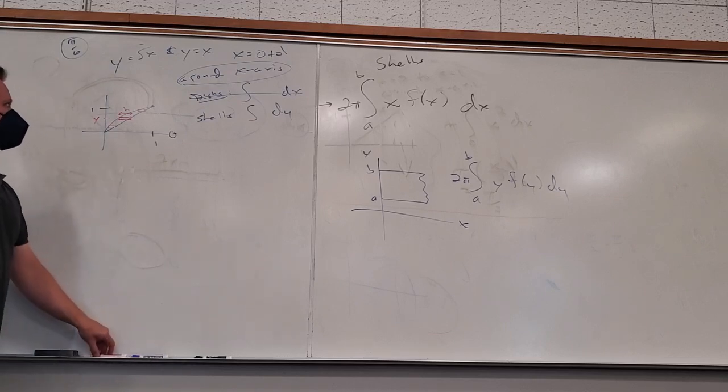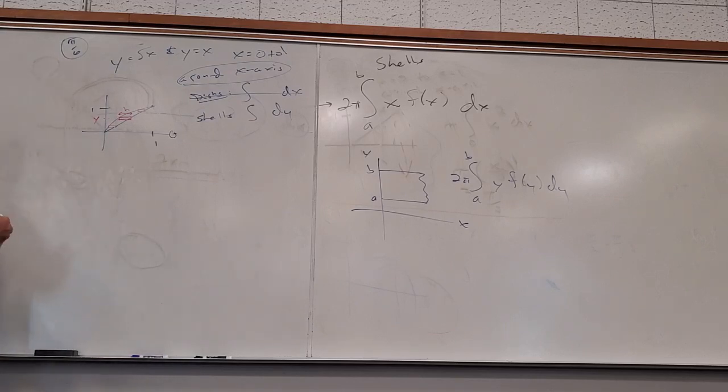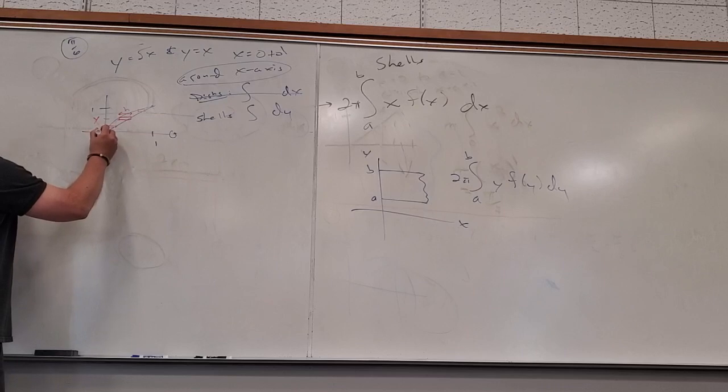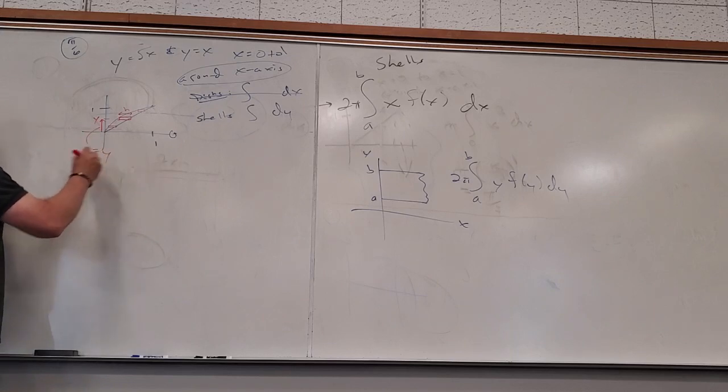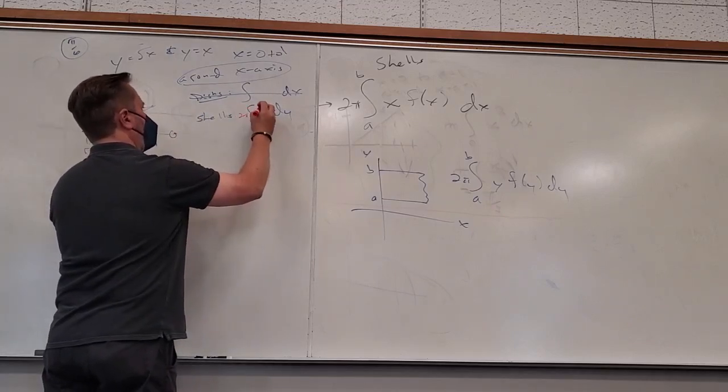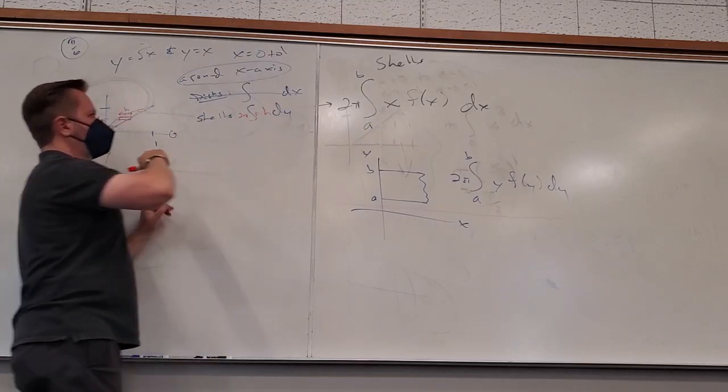So what's the radius going to be? Start at my axis of revolution and go out until I hit the rectangle. What's that? y. What else do I need to know? So let me put in here, I need 2 pi r times height, right?